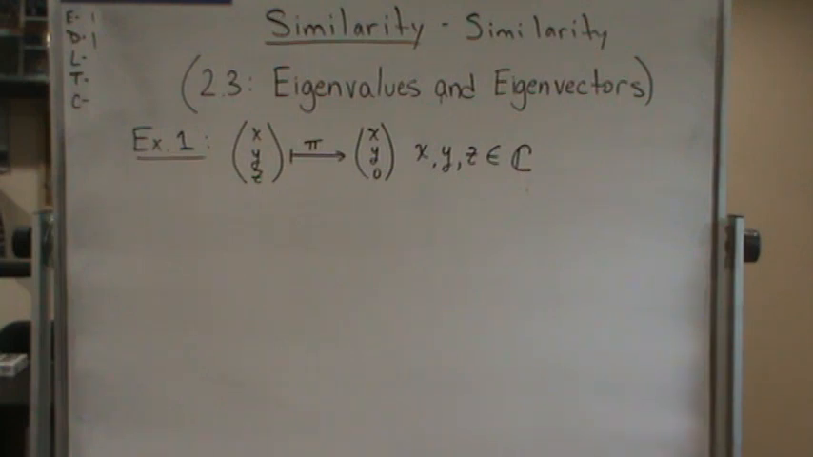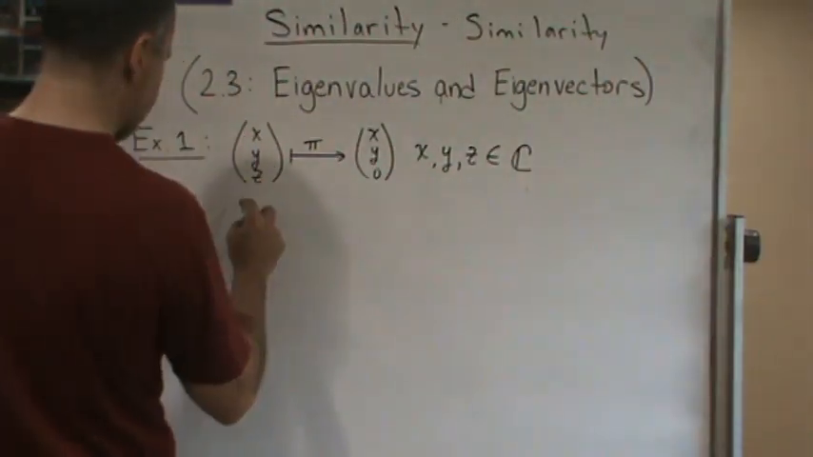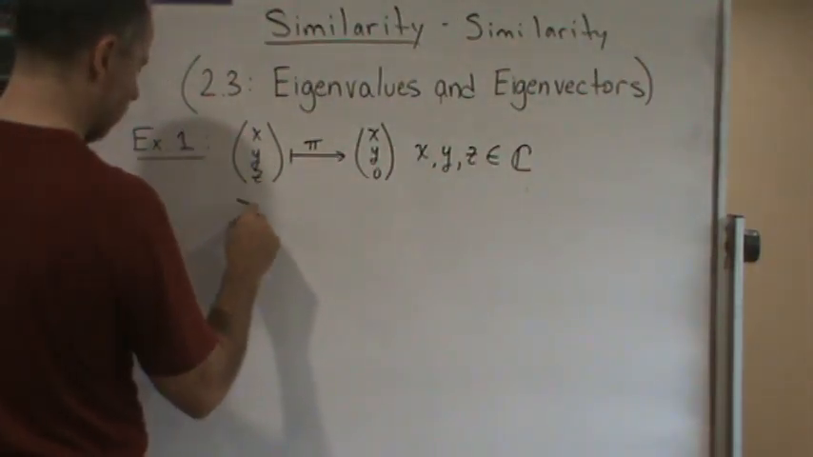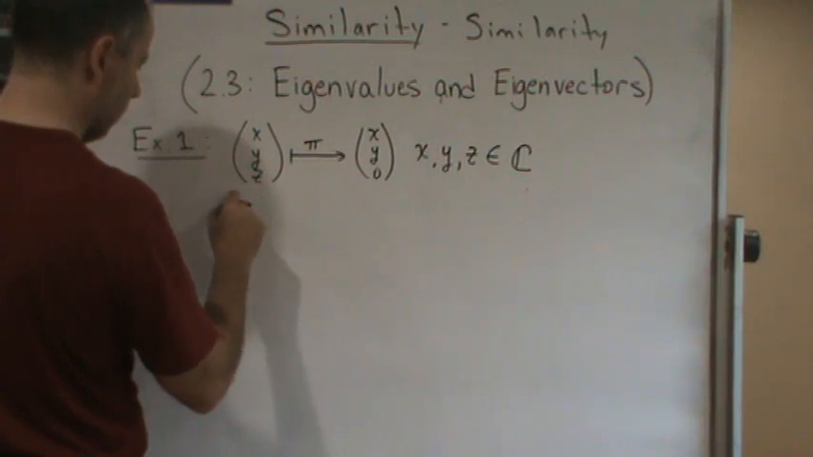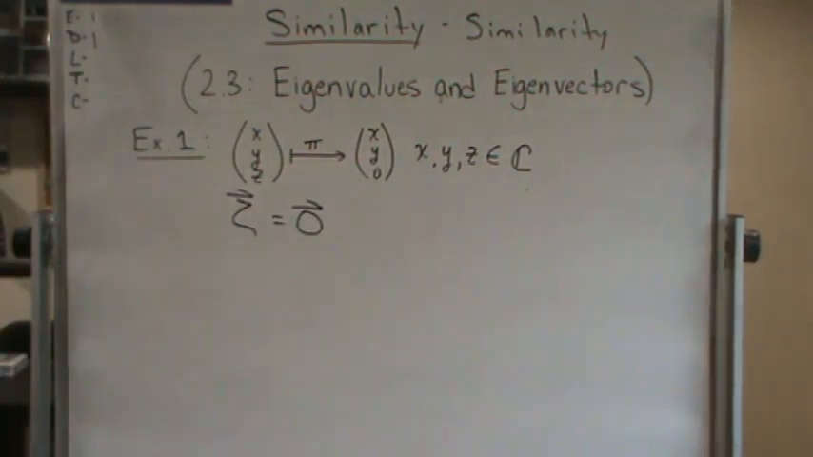Okay. Also note that the eigenvalue lambda could be 0. The issue is whether this vector is equal to the 0 vector. Okay, that's it.